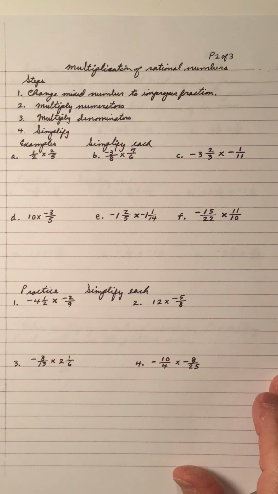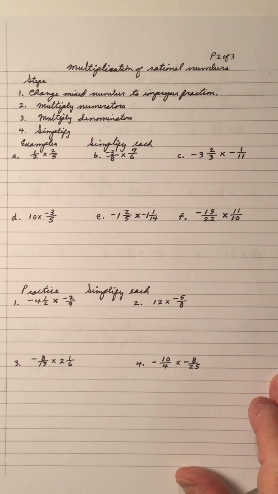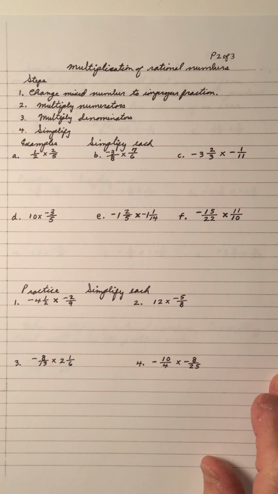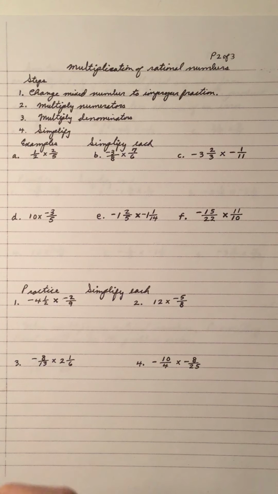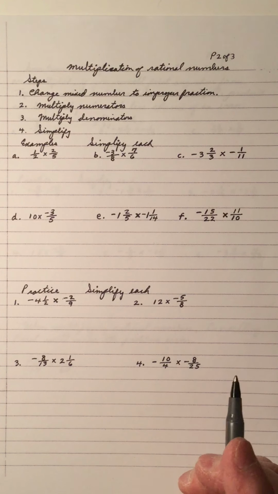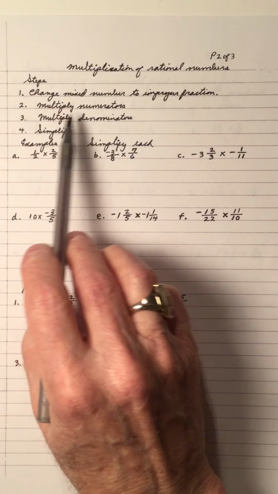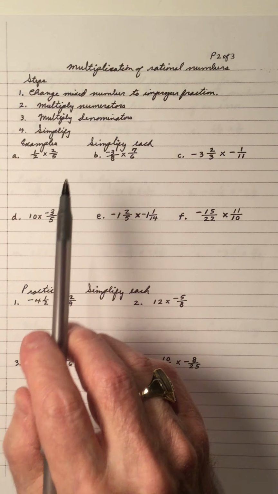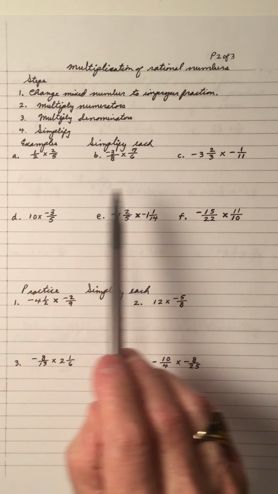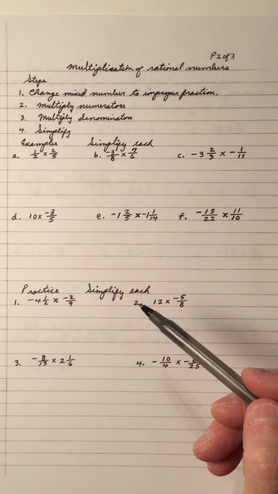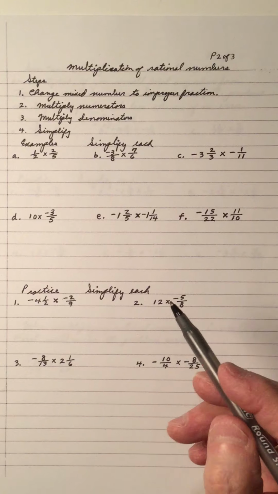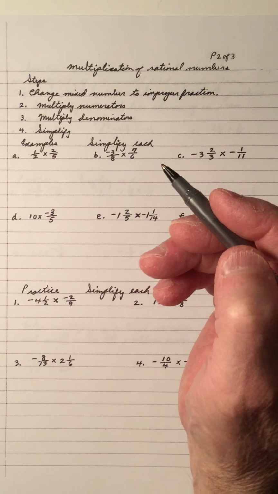Multiplication of rational numbers. Steps. Change mixed numerals to improper fractions. It makes it easier when you change your mixed numeral to improper fractions first. And one way is to multiply your numerators, which is on the top, multiply your denominators, which is on the bottom, and then simplify. But I'm going to do it two ways. This is one way, but let me show you what I'm talking about.